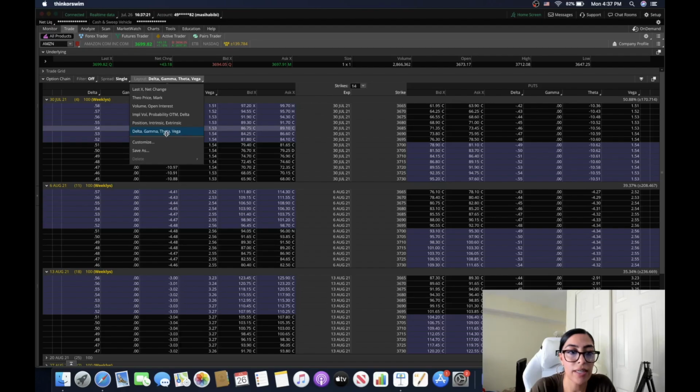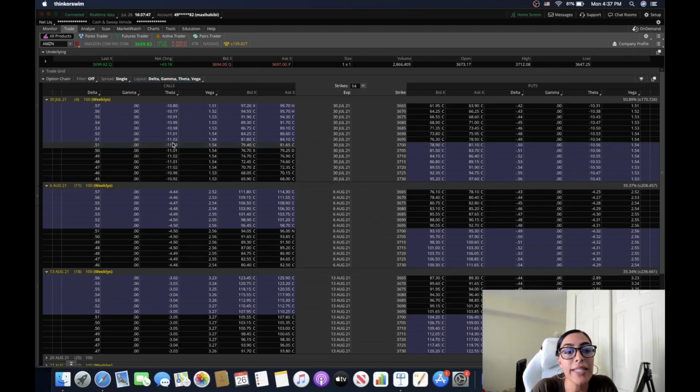So I just selected Delta, Gamma, Theta, Vega. It'll show you all 4 there. If you want to customize it, you can customize it as well. We can see here the theta on the at the money strikes, because Amazon's currently at $36.99. So your 3,700 and your 36.95 are going to be your at the money strikes. And you can see theta is at the highest at those at the money strikes.